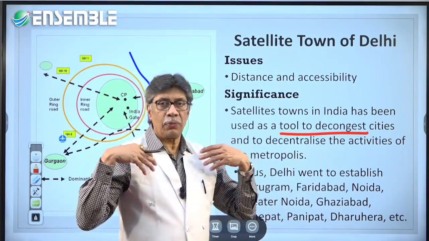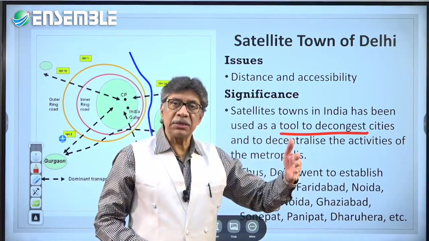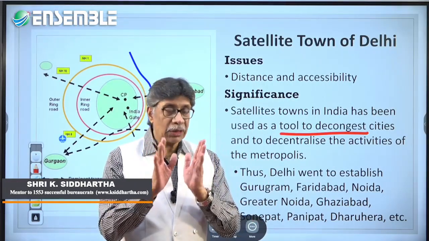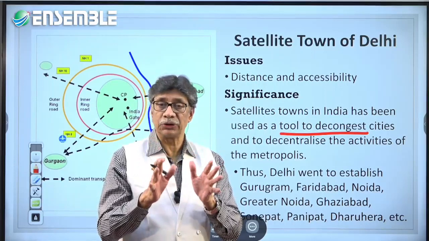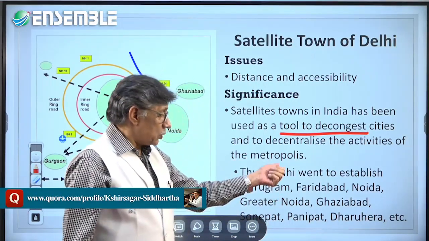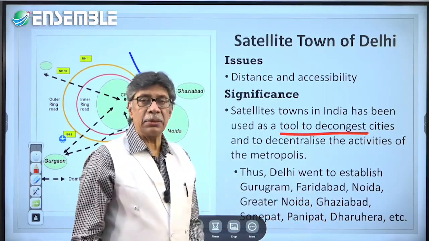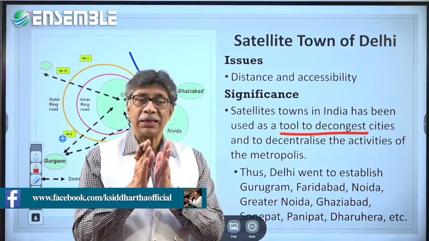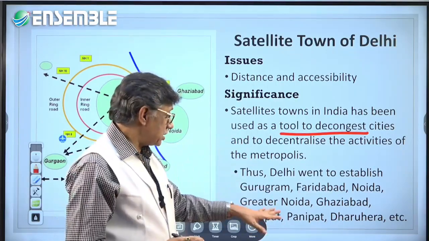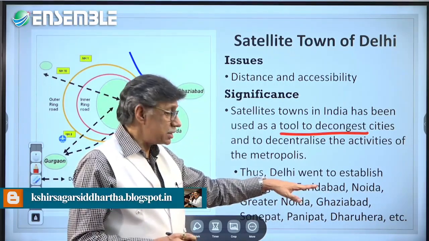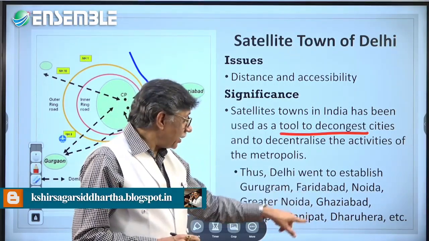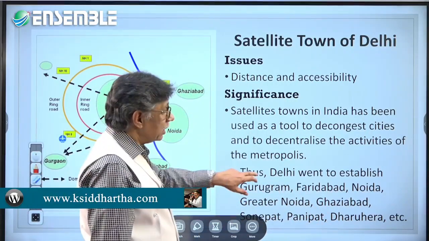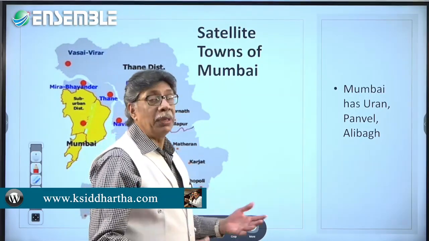That means if Delhi has a larger population, then some of the centers like that of Noida will be used for the purpose of decongesting the population of Delhi, and that was the basic purpose for which Noida was actually established. So Delhi established Faridabad, Noida, Ghaziabad, because at one point of time it was known that Delhi's population will go on to increase to such an extent. And imagine the maze of satellite towns that have been established. Faridabad, Noida, Greater Noida, Ghaziabad, Sonipat, Panipat, Dharuhera, all of them are going to be in the form of satellite towns in this case.